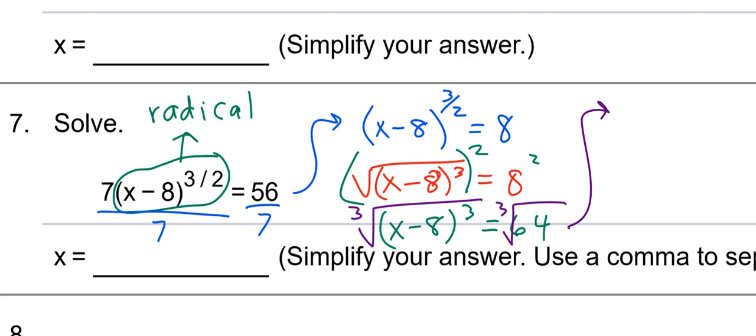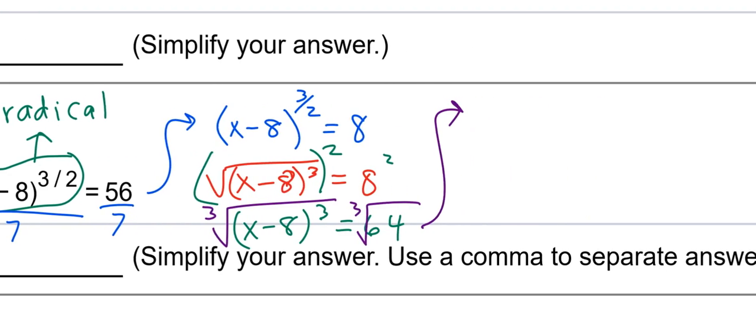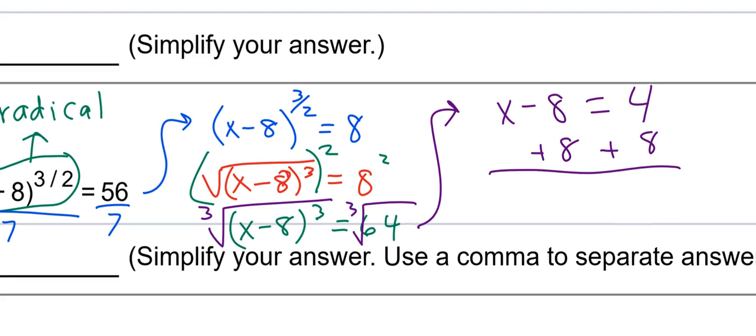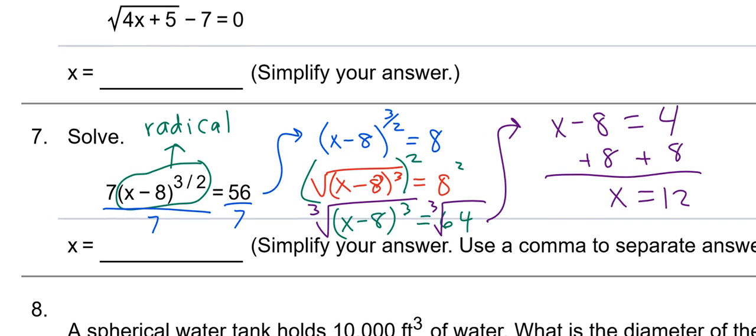As I said, letting someone else do your work is not okay. If you took the cube root of both sides, you got x minus 8 equals what? What's the cube root of 64? 4. And then you can add 8 to both sides. And so if I don't see that kind of work, you ain't getting credit.